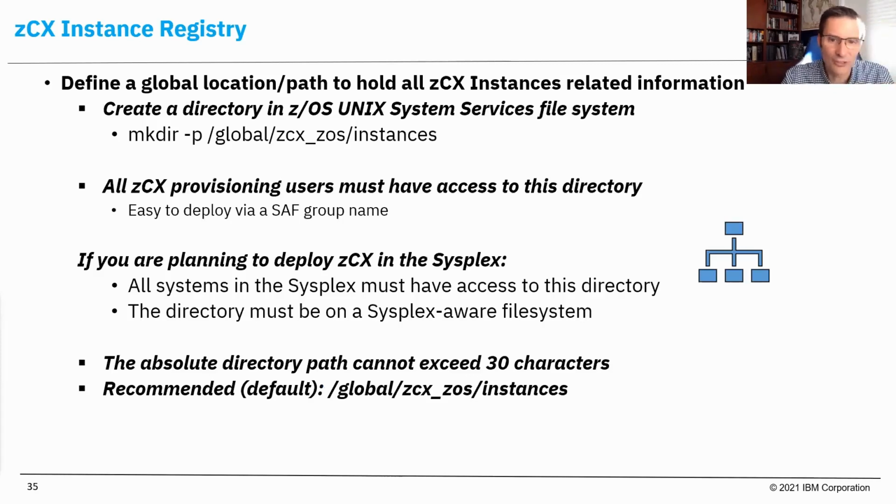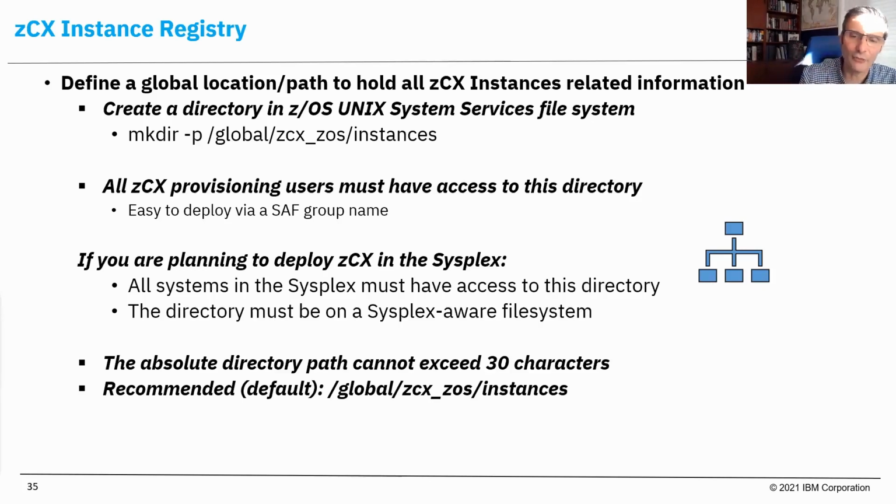There is an instance directory that needs to be created. This is the holding spot, the anchor point, where all of the zCX appliances store a bunch of registration information, whenever I provision a zCX. We recommend that you use the root global directory, and in this case, we used zCX zOS as a subdirectory under global. Why do we recommend global? Because by default, global is shared amongst all members in the sysplex.